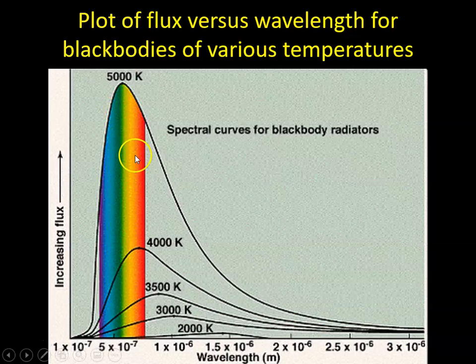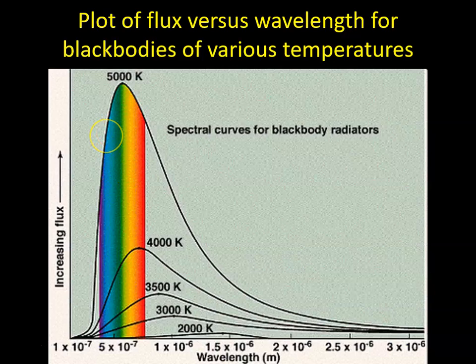And if you think about it, this can kind of make sense. Remember that the shorter the wavelength, the higher the frequency, and thus the higher the energy of the photons being emitted. So when you have an object at a higher temperature, it becomes more efficient to emit more of the energy at these shorter wavelengths.